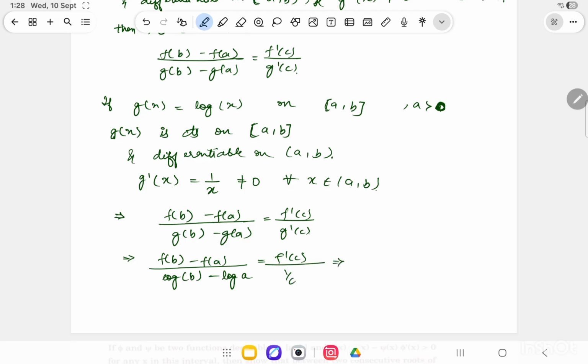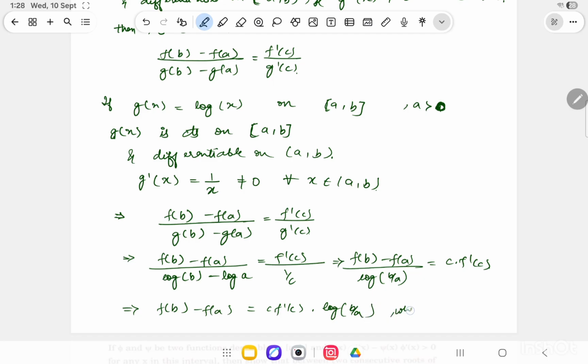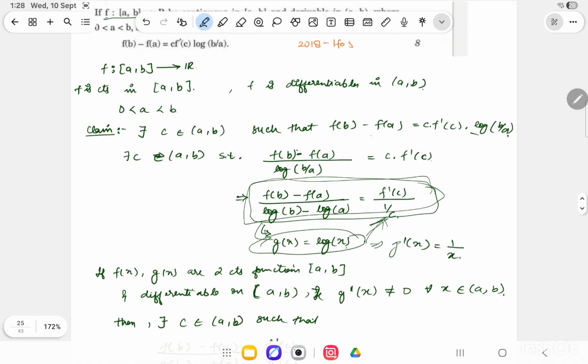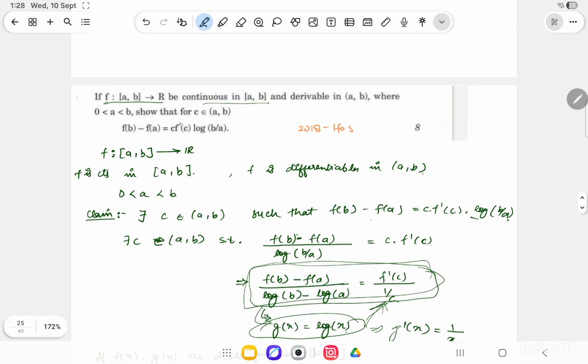So if I simplify it, I'll be getting f(b) minus f(a) divided by log(b/a) is equal to c into f dash c. So from here I got f(b) minus f(a) is equal to c f dash c into log(b/a), where c is lying in the open interval (a, b), and that's what we are supposed to show in this question, that is, there exists c in the open interval (a, b) such that this condition is satisfied.